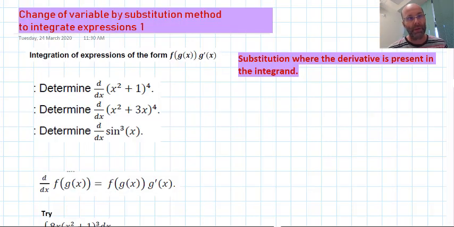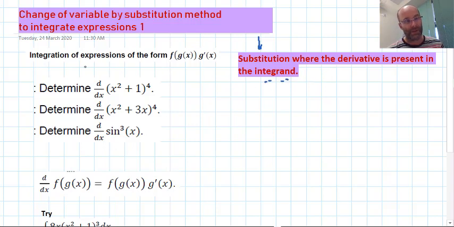Okay, so we're looking at a type of integration method, using change of variable by substitution to integrate expressions. This is the first video. Sometimes this is referred to as integration by substitution, where the derivative is present in the integrand. The integrand is the thing being integrated.